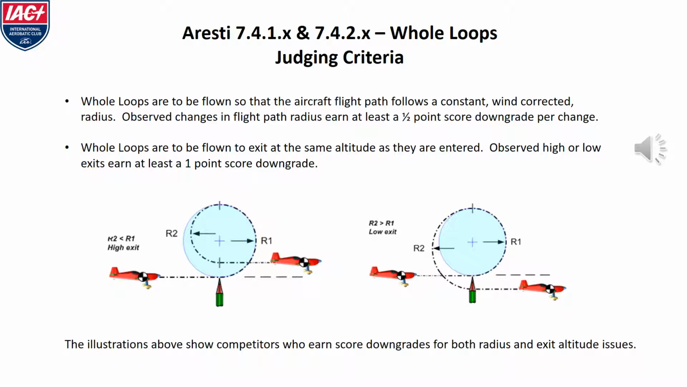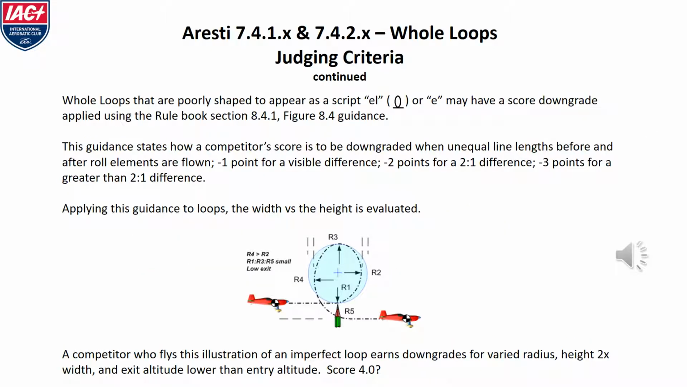When a judge sees the beginning of a whole loop, the area marked R1 in these diagrams sets the judge's expectations for the entire execution of the remainder of the loop. These two illustrations show common errors made by a competitor: tightening the radius of the loop, opening the radius of the loop, exiting high, exiting low. A judge may see a loop flown to be tall and skinny, looking like a script L, or the entry and exit altitudes may be different, making the loop look like a script E.